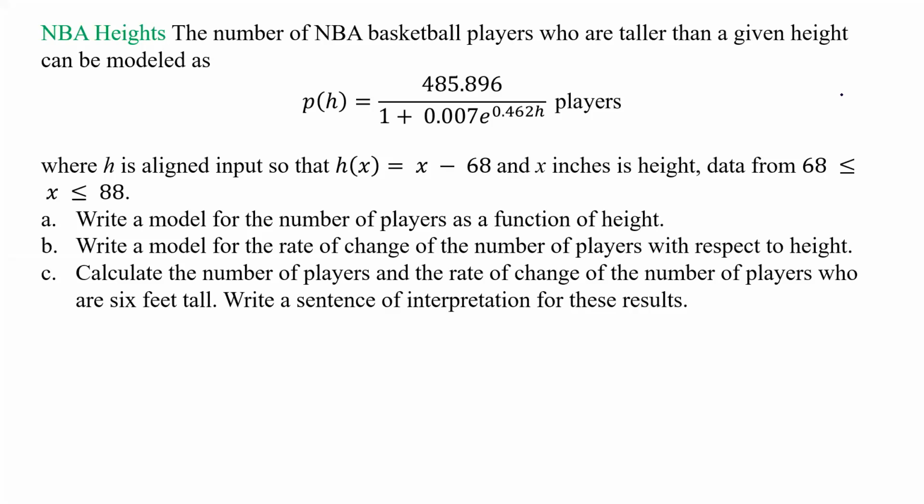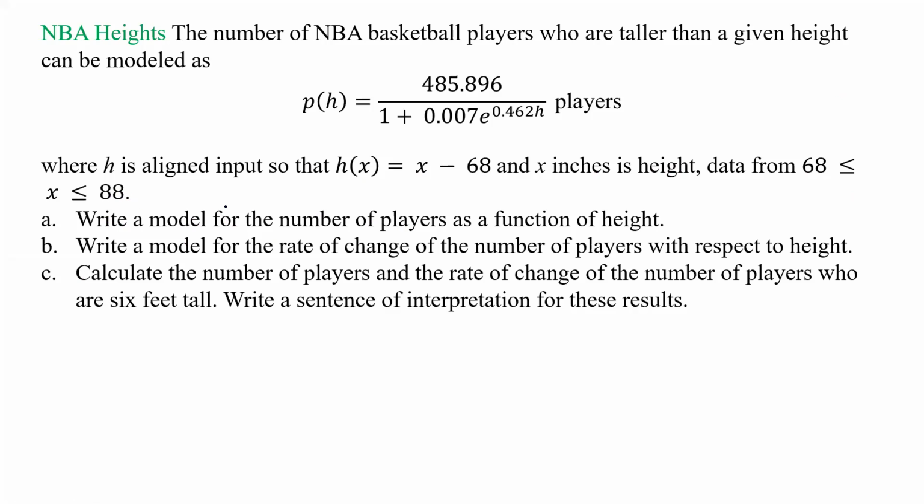Okay, so here we're looking at NBA heights. The number of NBA basketball players who are taller than a given height can be modeled as P(h) = 485.896 over 1 + 0.007 e^(0.462h) players. And height is linearly input, so that h(x) = x - 68, where x is inches in height and data is from 68 to 88 inches.